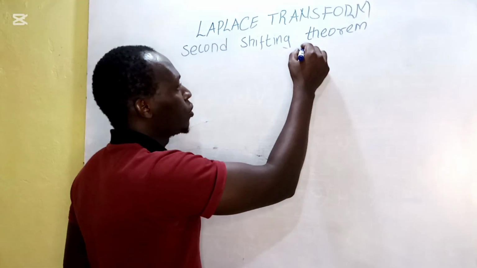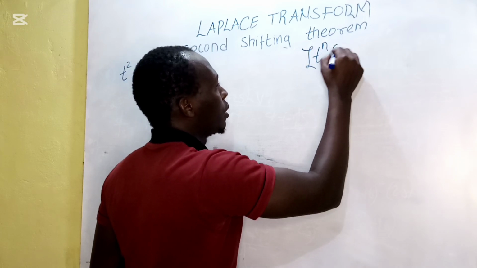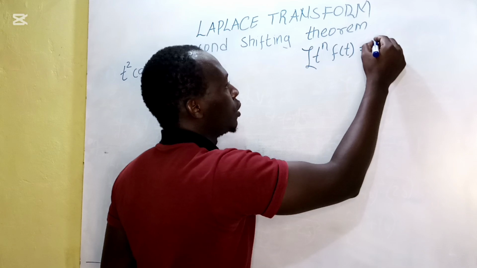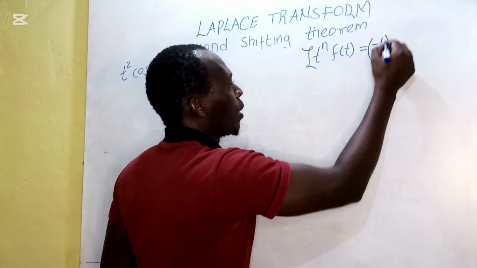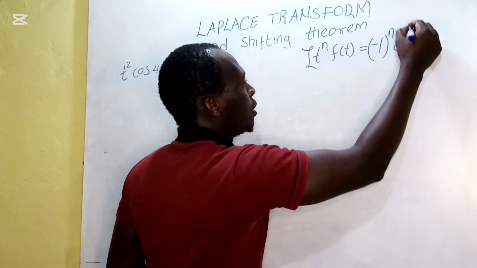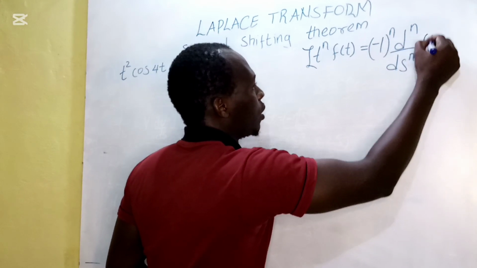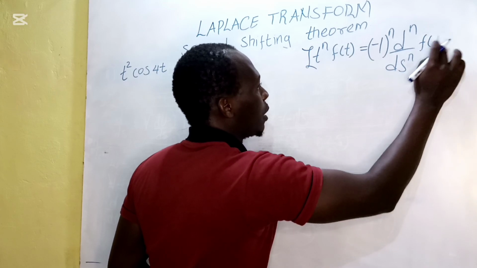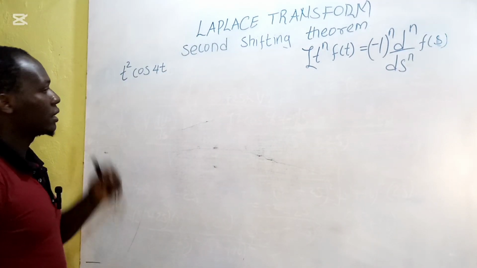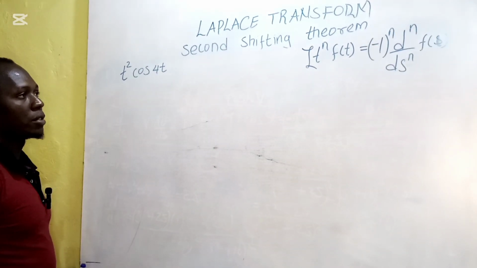When it comes to the formula, we have the Laplace transform of t to the power of n times our function f of t, which is going to be equal to (-1) raised to the power of n, d to the power of n over ds to the power of n. We come and multiply by the function F of s. Let us now get into our example using the same formula.